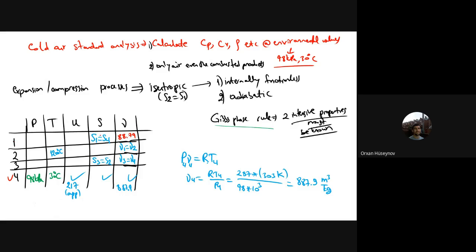And for state 1, since entropy at state 1 is the same as entropy at state 4, and only the entropy value is required for this, now I can solve the problem and find the unknown values for state 1. So let's do that. S1 is the same as S4, therefore I will use isentropic relations for ideal gas.